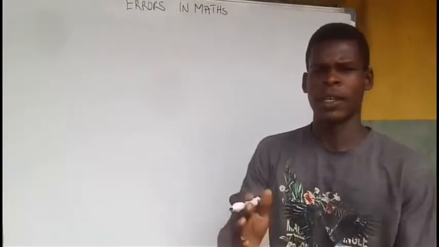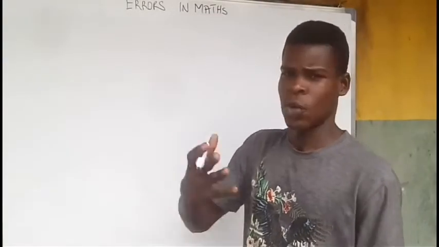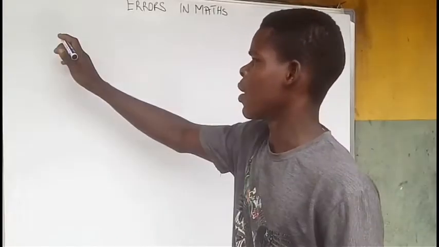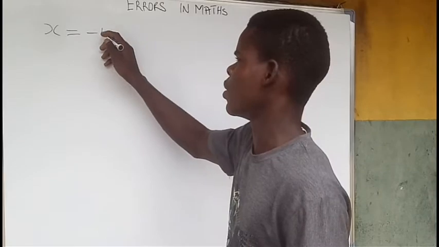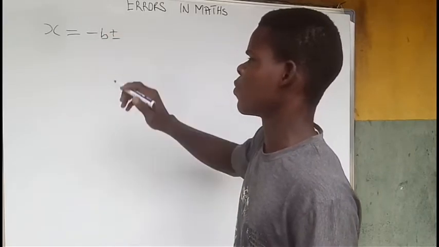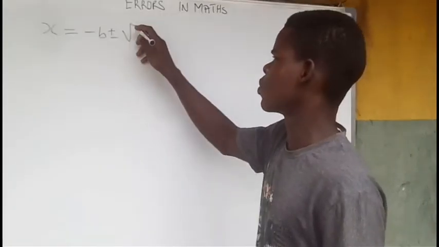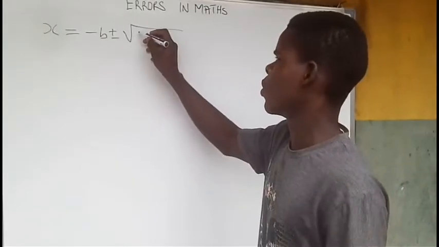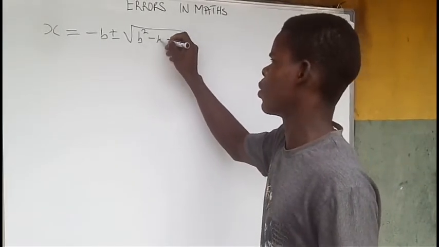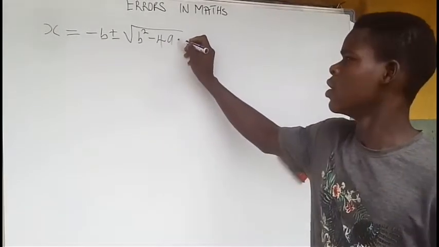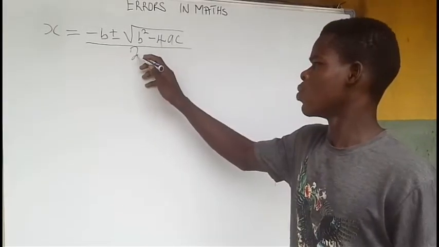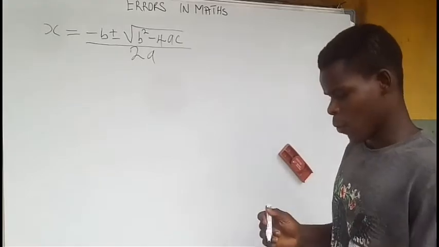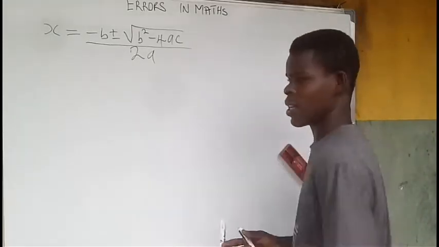The error in the quadratic formula. We know the quadratic formula. We have x is equal to negative b, positive or negative, square root of b squared minus 4ac, over 2a. Now, where is the mistake?